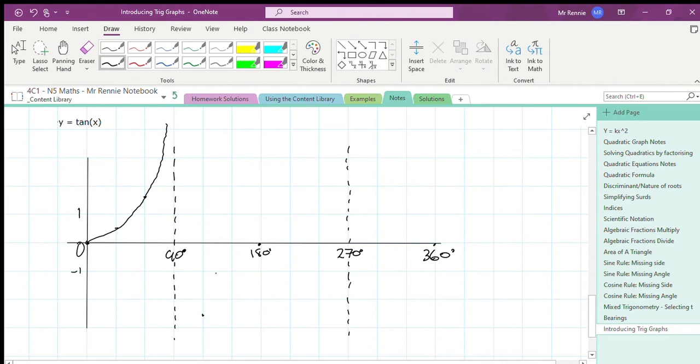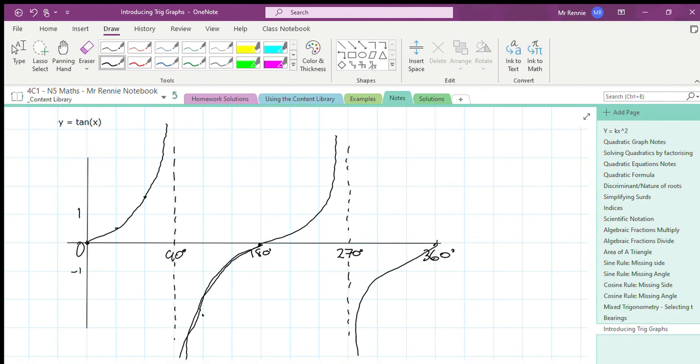Not the best curve in the world, right enough, but it goes like that. Then it repeats itself, it goes shooting up there, and it goes back down to there, okay, so you can see it does have a symmetrical pattern. However, the key thing is it doesn't have any points at 90 or 270. You see my graph does not touch them, okay.